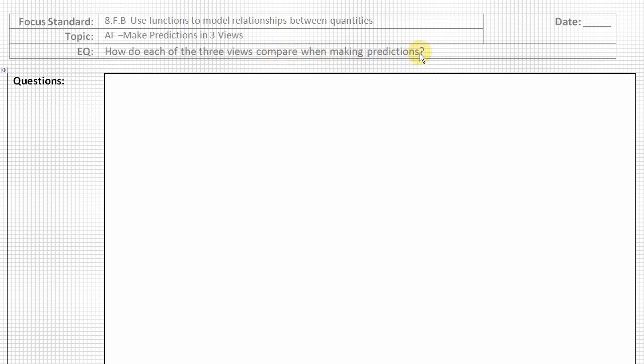So please take a moment, as always, to pause the video if you need to and make sure that your standard, the topic, and essential question are copied down into your header, along with today's date. Set your Cornell notes with your questions column and your note column, and resume the video when you're ready to begin.